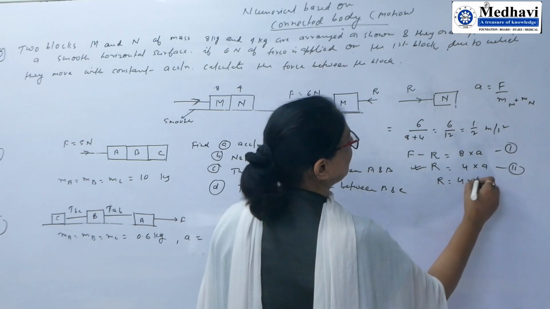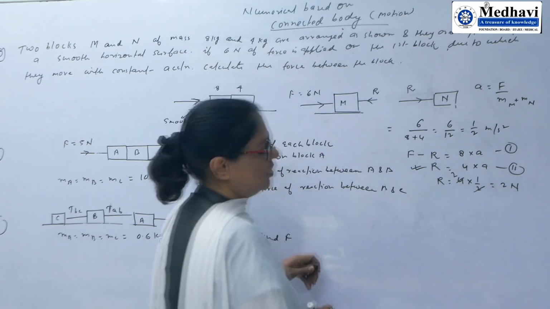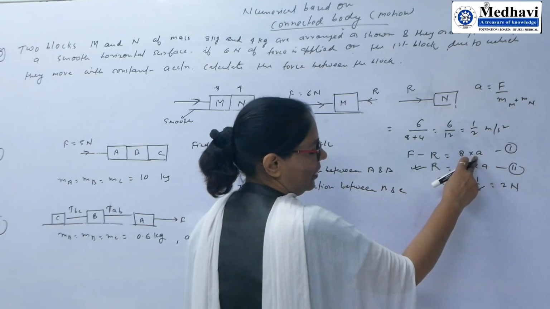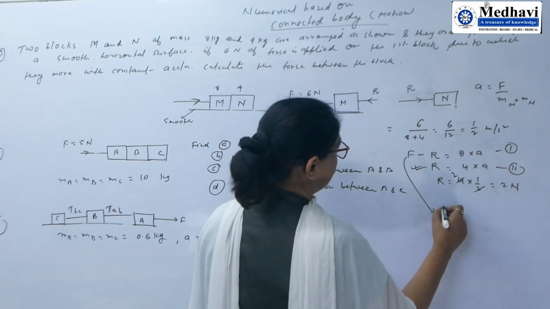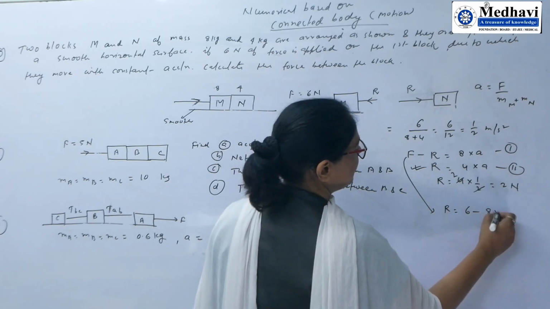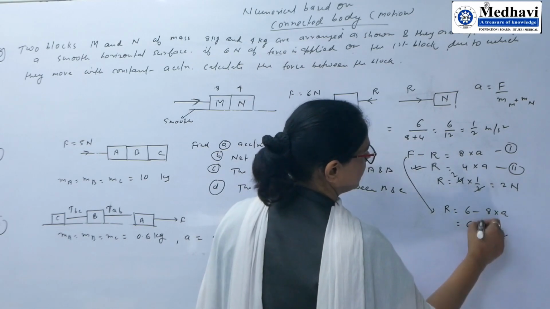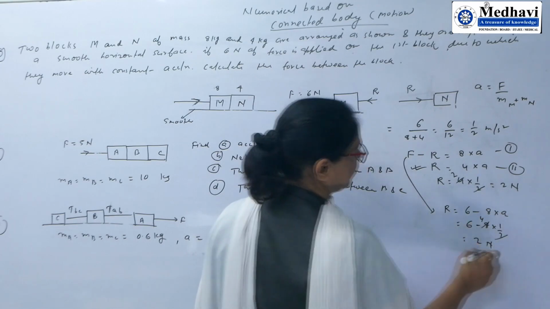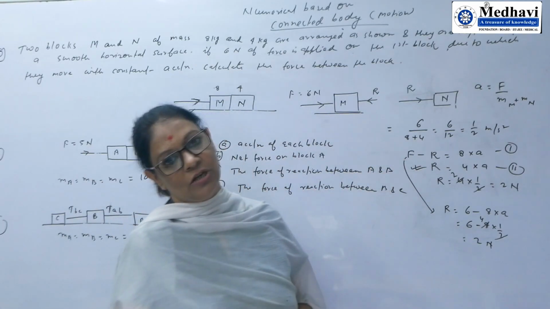So put A is 1 by 2. So it is 2 Newton of force. You can apply this formula also to find it. F is given, 6 Newton. So R is equal to 6 minus 8 into A, 6 minus 8 into 1 by 2. So again 2 Newton. So either using this equation or this equation, you can solve this question.